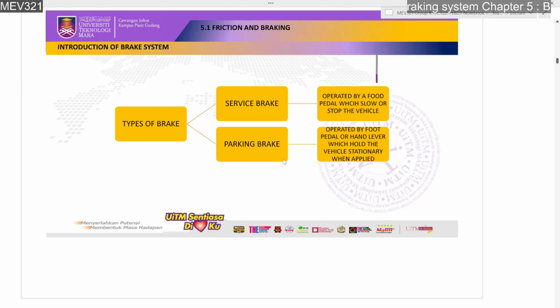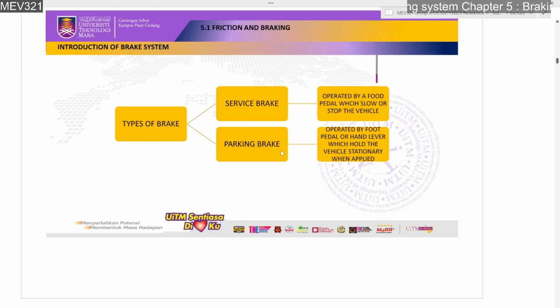Okay, so it makes sure your car will be completely stationary, and some of the vehicles use the foot pedals, some have the hand lever, and for the modern cars right now, some of them are using the electronic parking brake. Okay, so there is no hand lever and foot pedal anymore. They just click on the button on the parking brake, and the system will apply that parking brake, so to make sure your car will not move when you park your car and you leave your car in the porch or in the parking lot and so on. Okay, so these are two types of simple brake: service brake and parking brake.